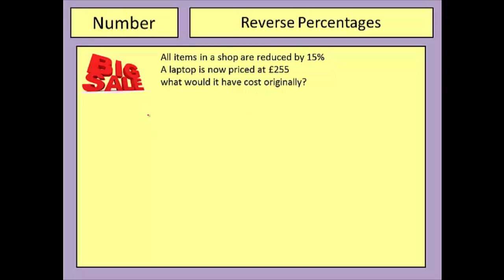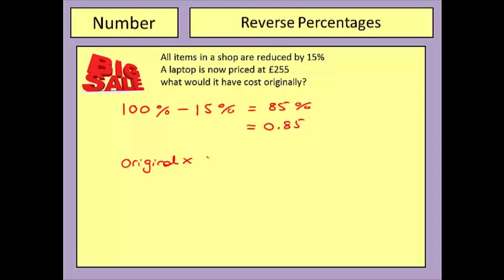the discount was applied. So first of all I need to think to myself, well, if the original amount is 100% and it's reduced by 15%, then that means that the new amount represents 85% of the original. As a decimal, this is 0.85. So what we're going to do is pretend that we actually do know what we started with. So we can think of it as the original was multiplied by 0.85, which finds 85% of it, to get the new price.